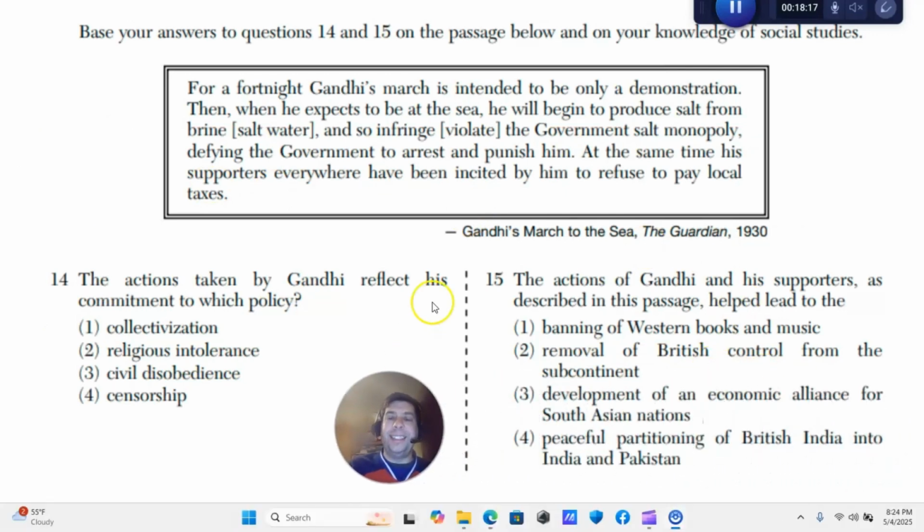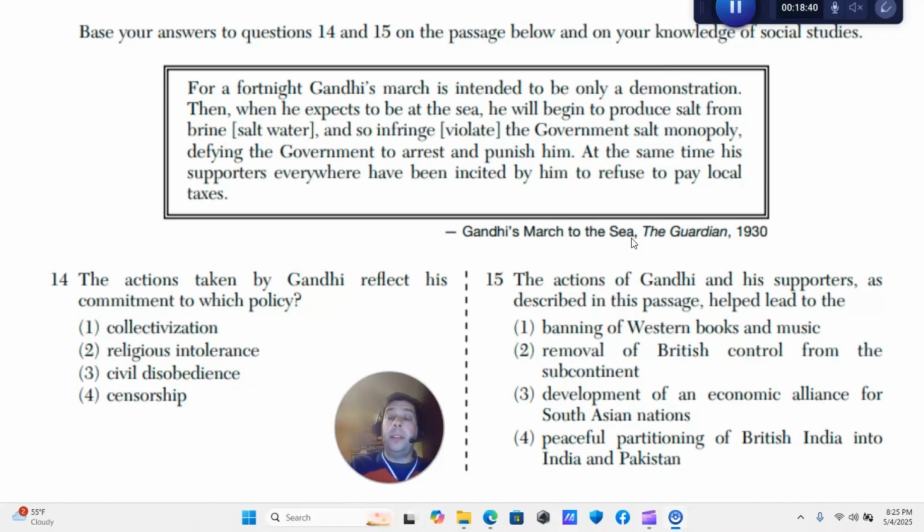Hey, look at this. The March to the Sea. This is going to be civil disobedience. This is the Salt March. So there we go. The actions taken by Gandhi reflect his commitment to which policy? His three words, pacifist, passive resistance, civil disobedience. One of these things is probably the answer to this, but we're not going to read the choices yet.